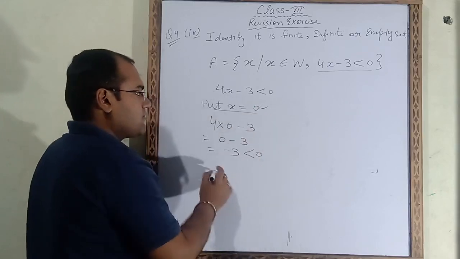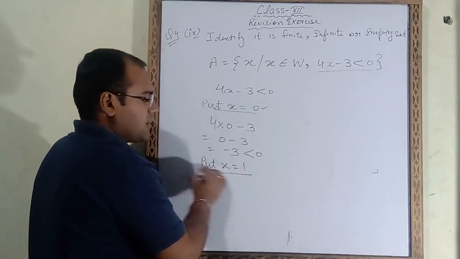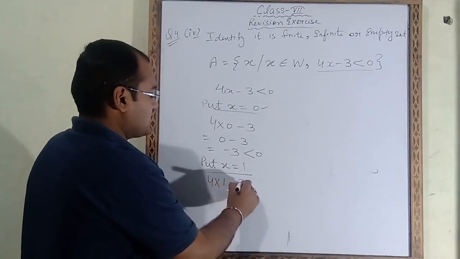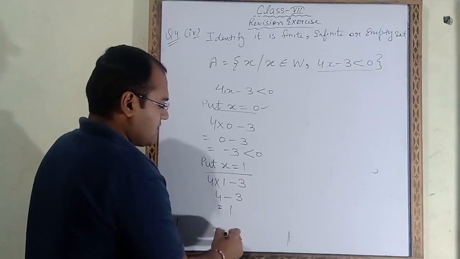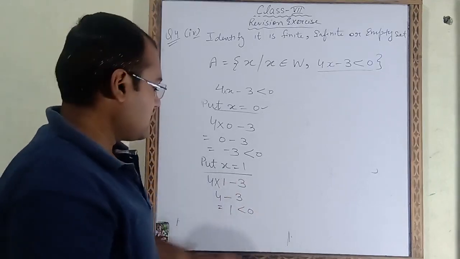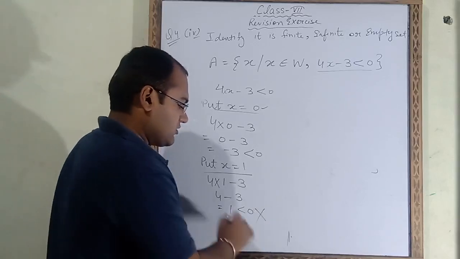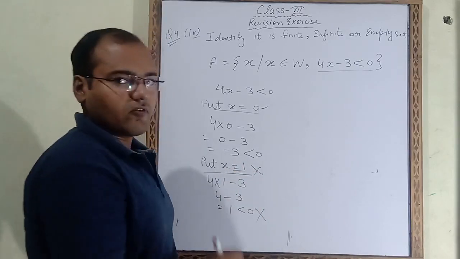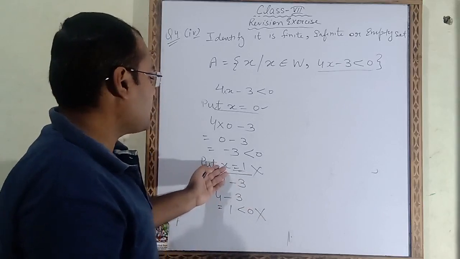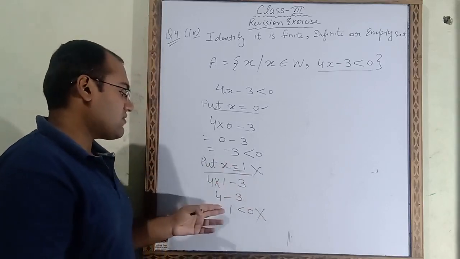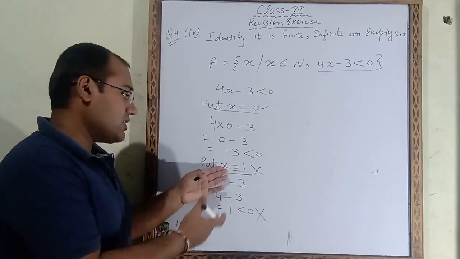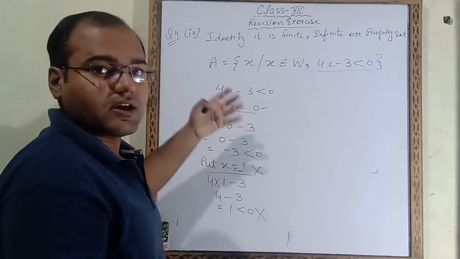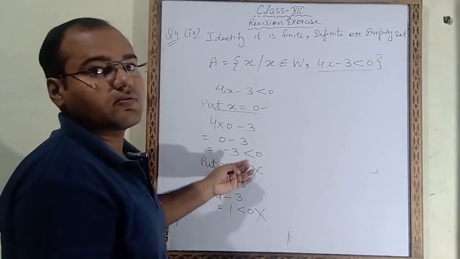We have to take it. Now put the next value, x equal to 1. So here we put 1. That means 4 into 1 minus 3. 4 minus 3 is 1. Is 1 less than 0? No, this is wrong. 1 is not less than 0, 1 is greater than 0. So this answer for x is wrong. We will not take this answer. Now if we put further values, 2, the answer will be greater only. If you put 3, the answer will be even greater. As we put more values, the answer will only get greater. So no need to solve for more values.